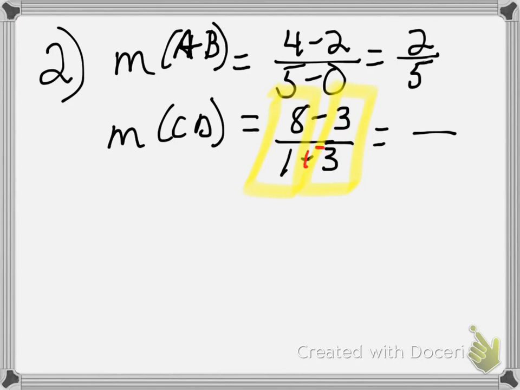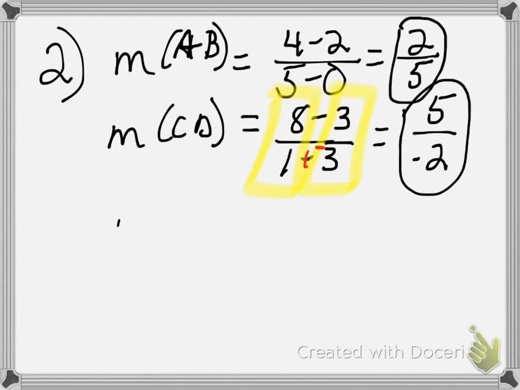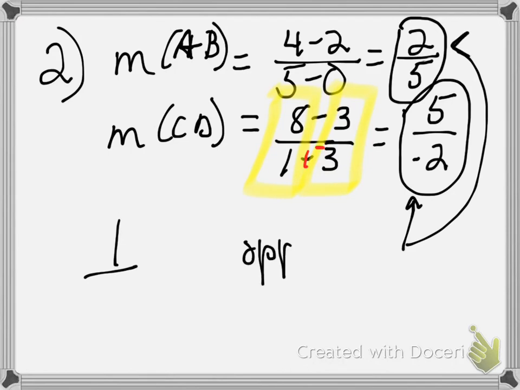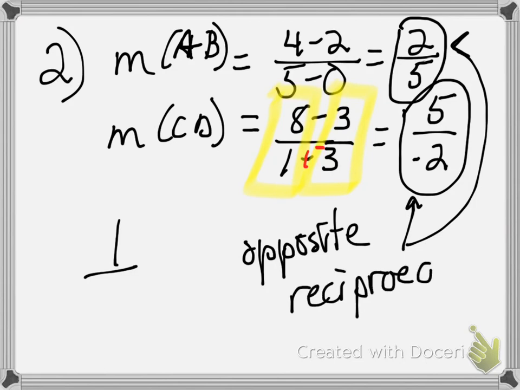Keep change opposite. And we're going to have 5 on the top and negative 2 on the bottom. So it looks like we have 5 over negative 2. Oh! It is perpendicular. These are opposite reciprocals. Yes, that's perpendicular. Yes, and those are perpendicular. Yes. Opposite. Yes. Reciprocal.